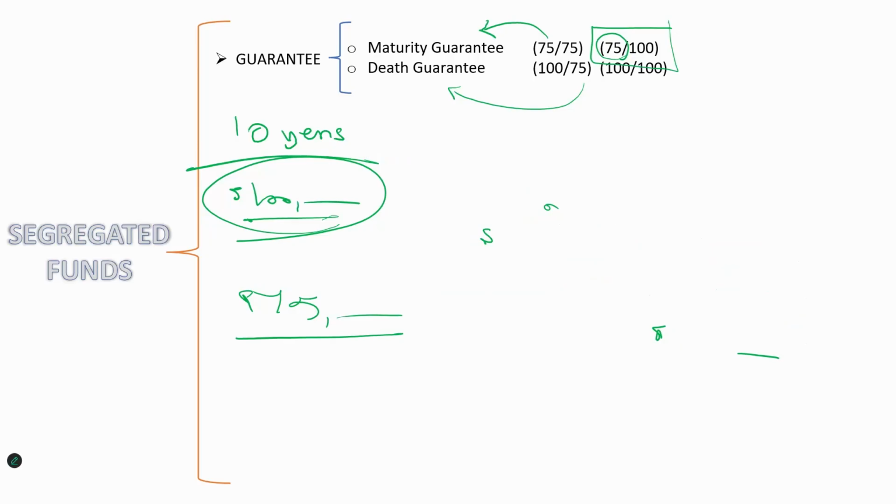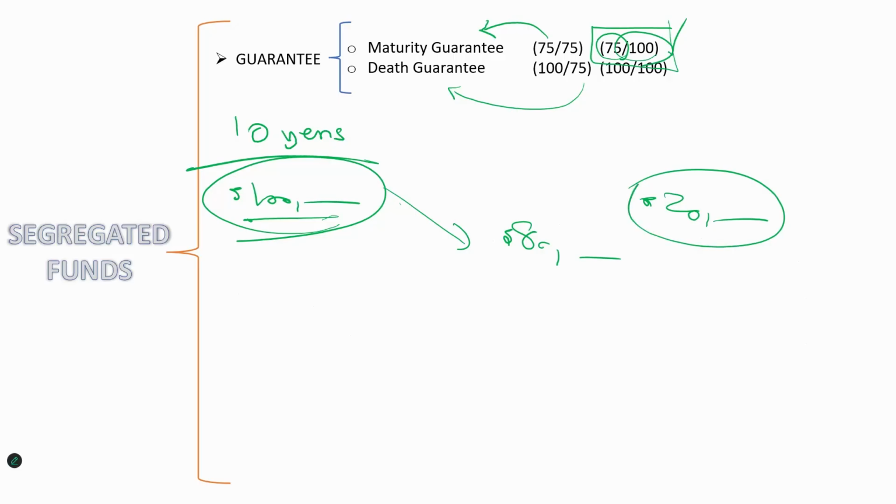Let's say after 2 years, so it's not even the maturity time, the client passes away. At the time that the client passes away, it's $80,000, right? And they had a 75-100. So that death guarantee was 100%. So in this case, the company has to add $20,000. So it would be $100,000 total to the beneficiary.